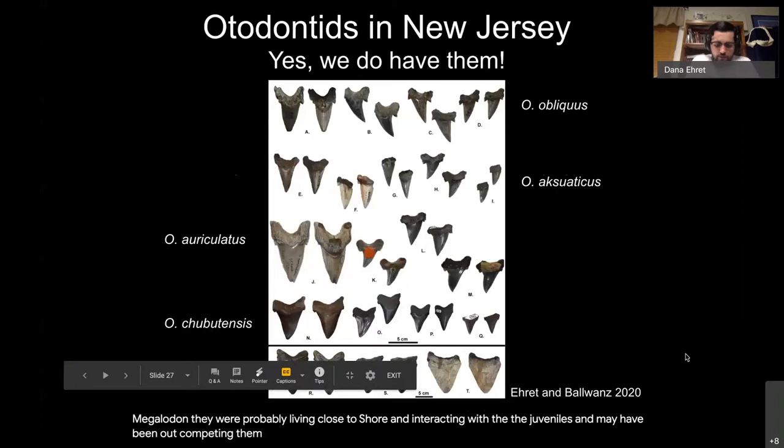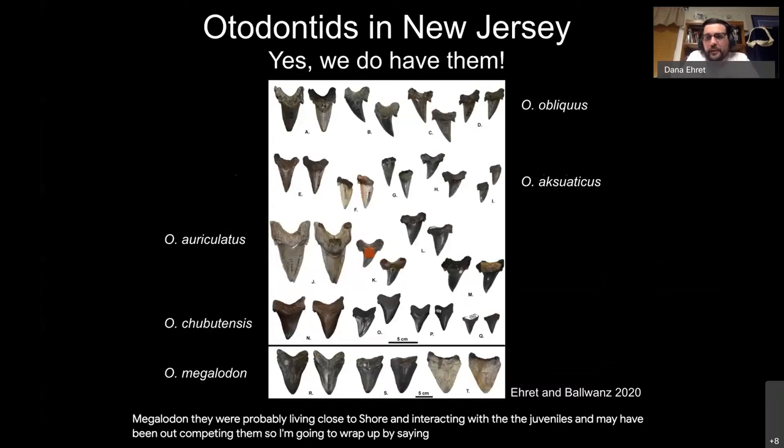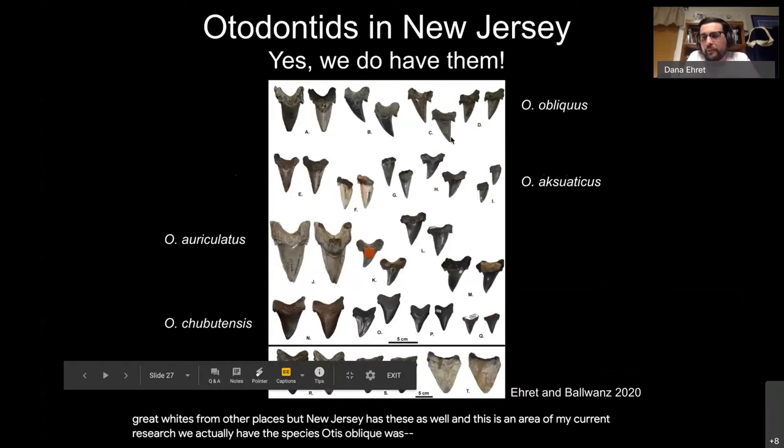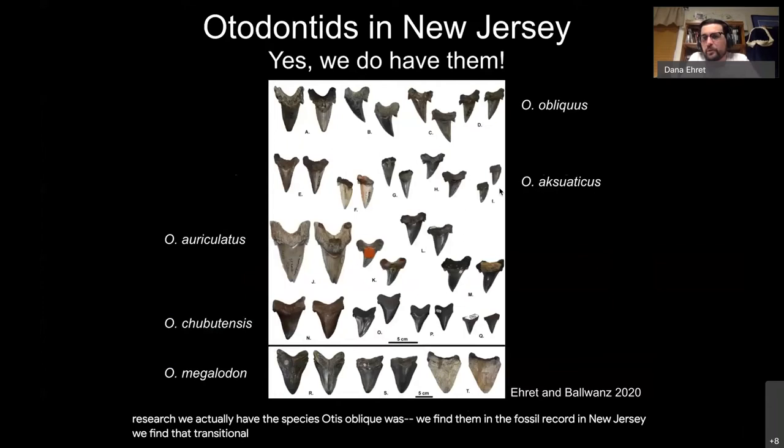So I'm going to wrap up by saying I've been talking about megalodons and great whites from other places, but New Jersey has these as well. And this is an area of my current research. We actually have the species Otodus obliquus. We find them in the fossil record in New Jersey. We find that transitional form, Otodus aksuaticus, in New Jersey.